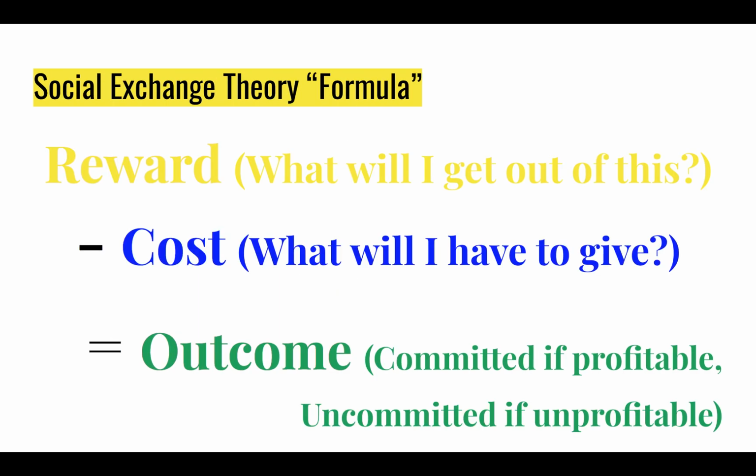The formula for the social exchange theory is the reward minus the cost equals the outcome. Typically, in a normal situation, an individual will commit if it is a profitable exchange for them. So their reward would be higher than their cost. And they would not commit if it's unprofitable. So they'd have to give more than they get.